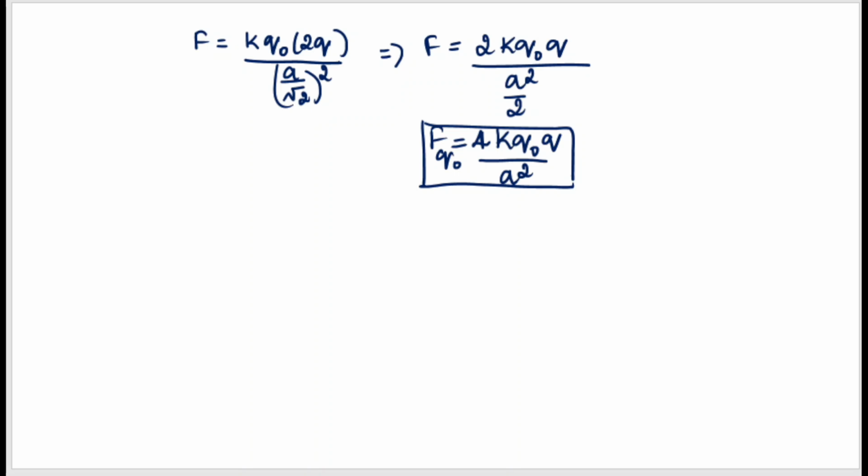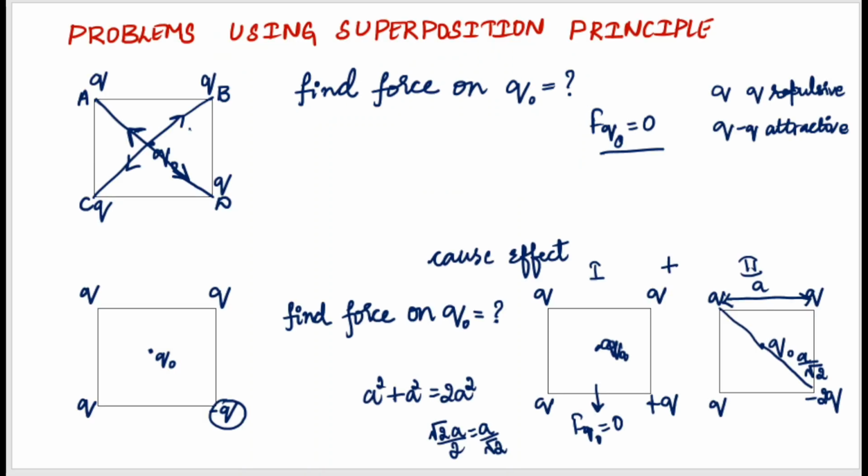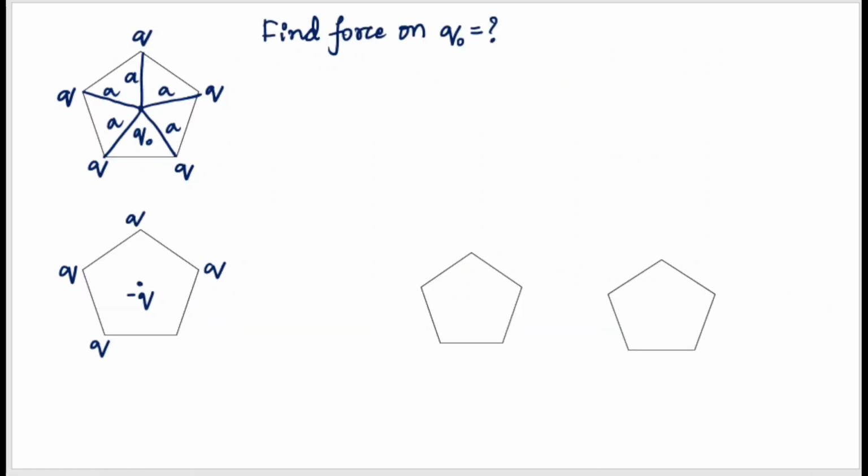Like this you can solve many problems. Instead of q naught, if they place no charge, if it is 0, you can also find it. Instead of here, if they place minus 3q, you can also find it. So if you understand one problem, you can easily find out the rest of the problems. Similarly, we shall move to the next.